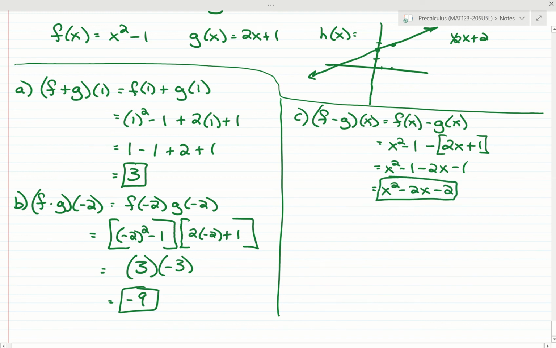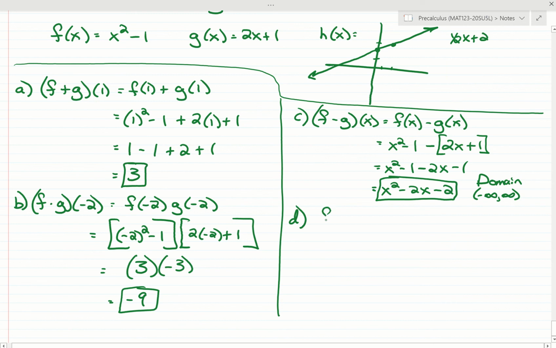The domain for this would be infinite, right? It's clearly a quadratic. We could plug any number into this. There's no denominator and no radical. So our domain would be negative infinity to positive infinity.